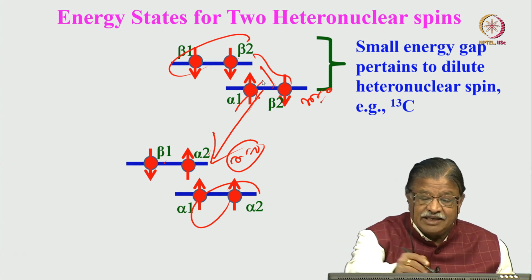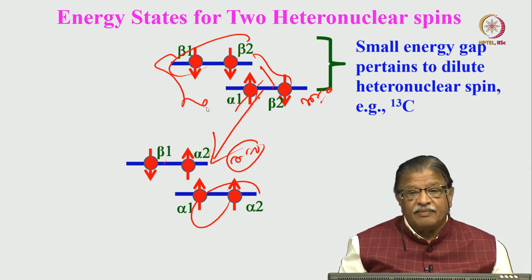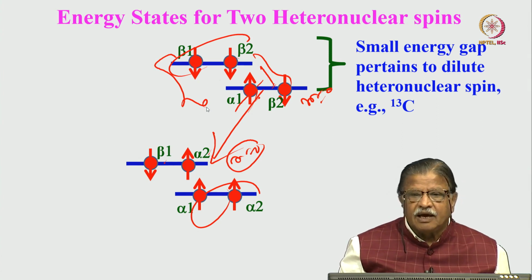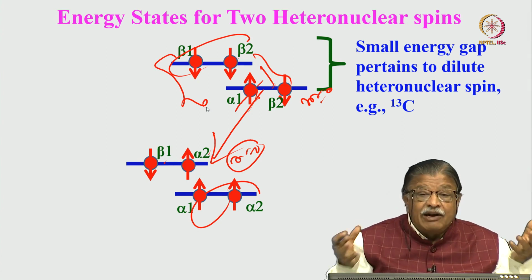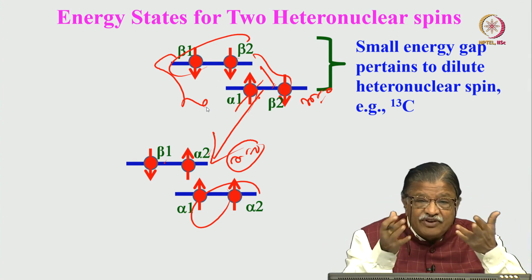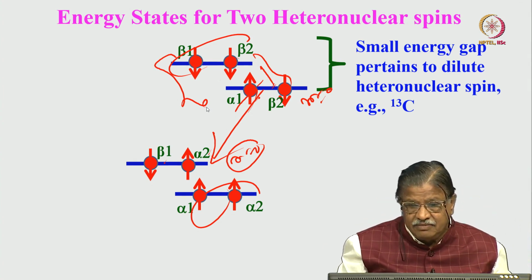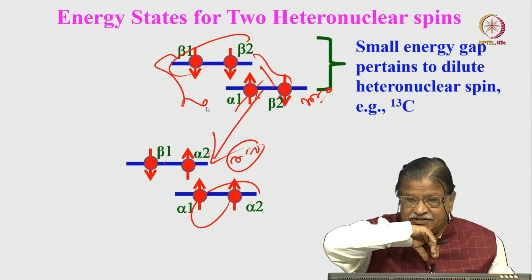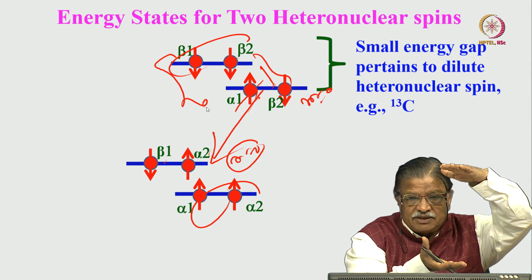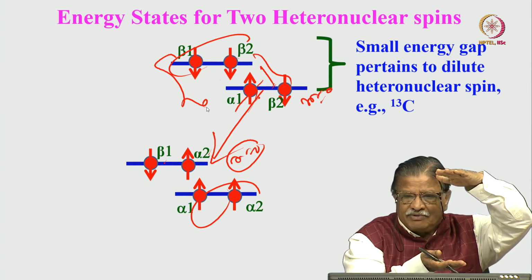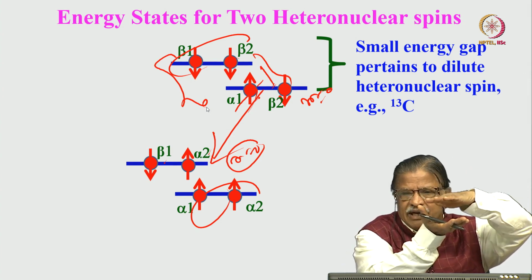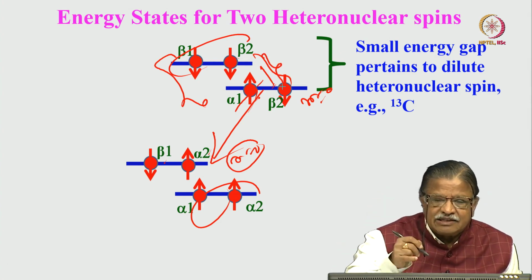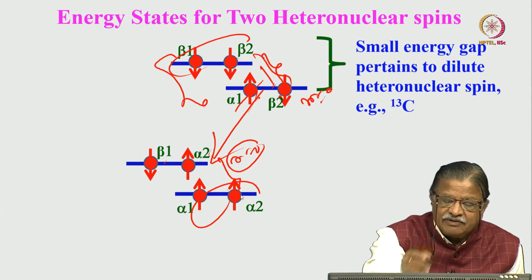This small energy gap here corresponds to dilute spins, for example carbon 13, nitrogen, etc. They have a low gamma. I told you gamma defines your energy separation. The energy is very small, with a gamma 4 times smaller. I explained this in one of the classes previously: the proton energy separation is this much, and carbon has 4 times less gamma, so the energy separation is 4 times smaller. Similarly, for a heteronuclear spin, this has a lower energy separation.